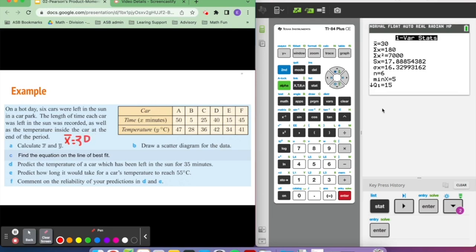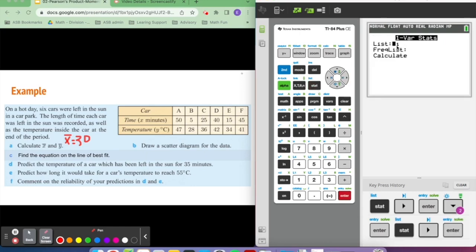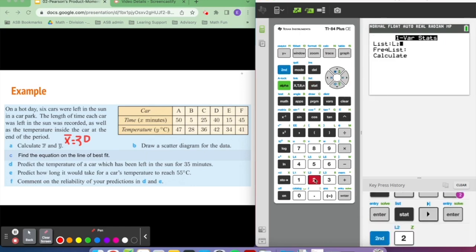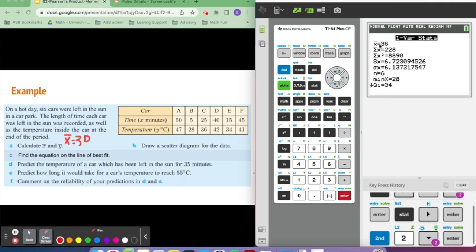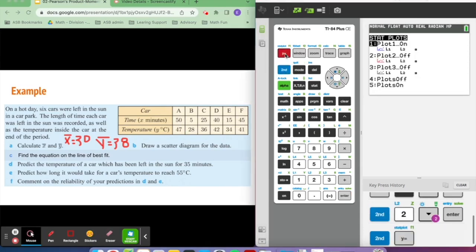Next, I'm going to do that for my y. So stats, calculation, one variable. Instead of having L1, I want to put L2, so second function 2. And I'm going to calculate, and the mean of my y, even though it's written x here, remember we put our values for y, so the mean for my y is going to be 38. So that's the first question here. Next, they're asking us to draw a scatter diagram for our data. So we know how to do that now. For the scatter diagram, I'm going to go second function y is equal to. Make sure that my plot is on.